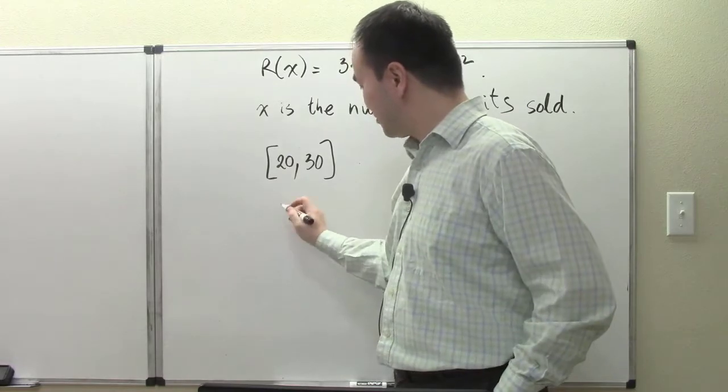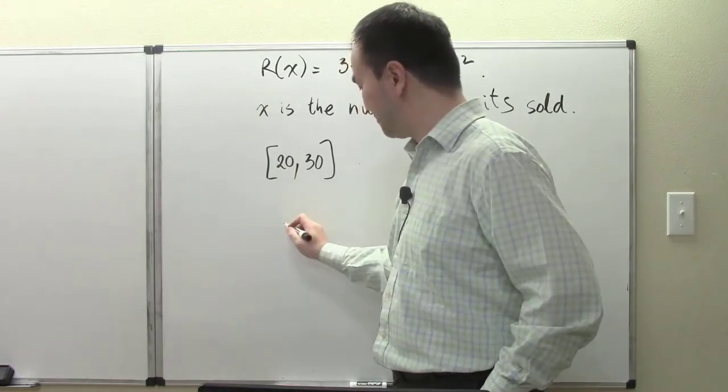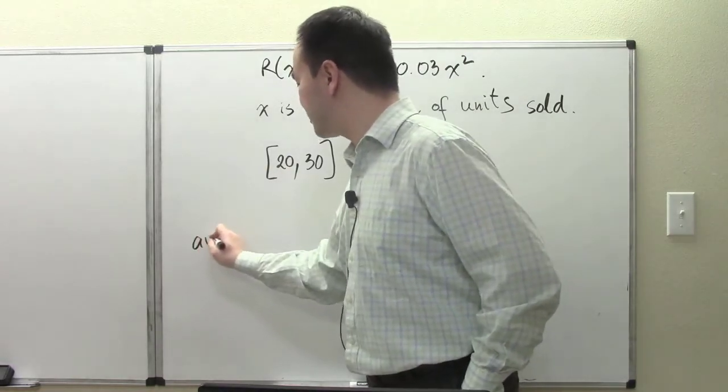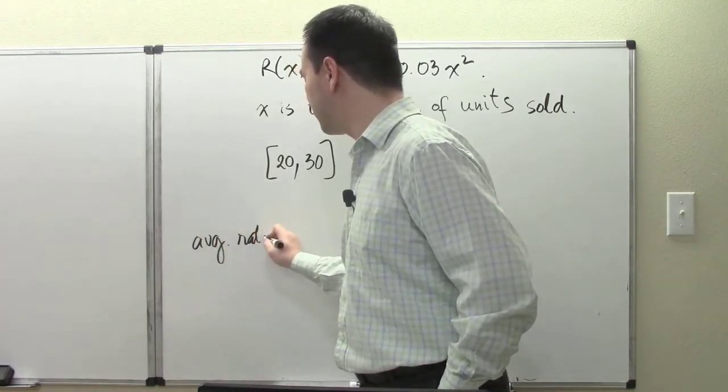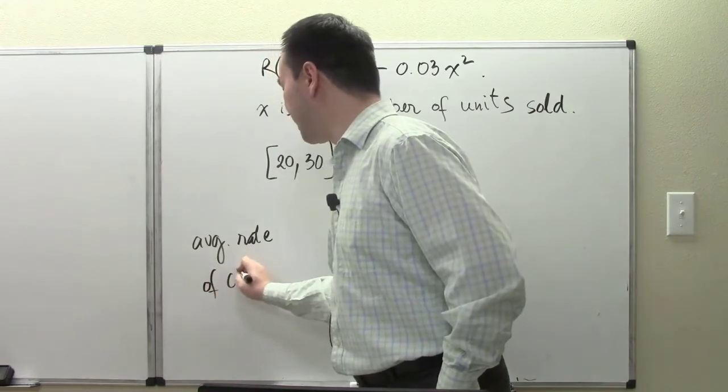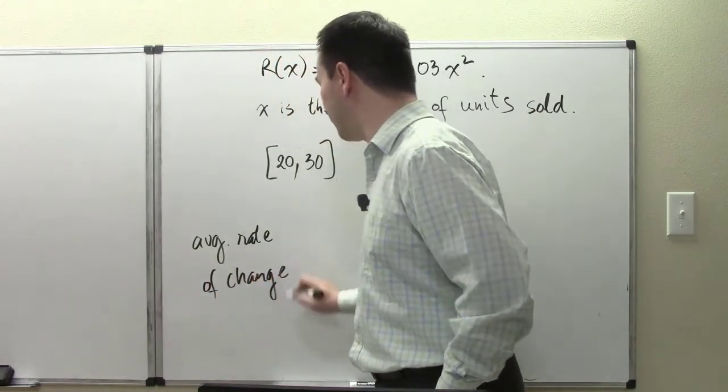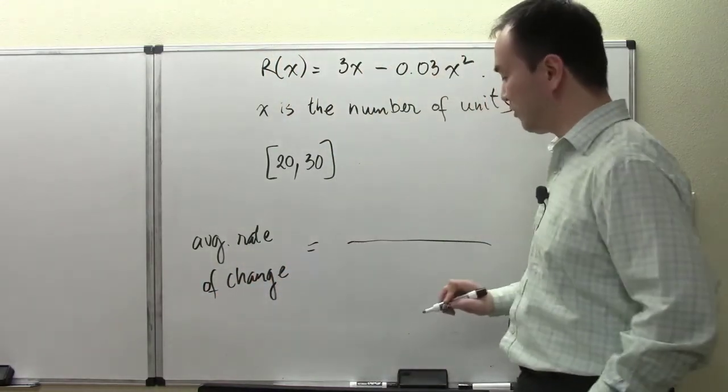So now back to what I was about to do. Finding an average rate of change is simply, well, average rate of change. And here, of course, it's the change in revenue, just according to what we have already learned.